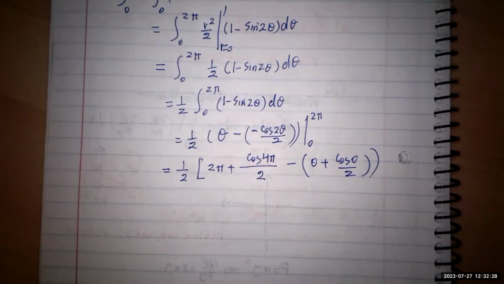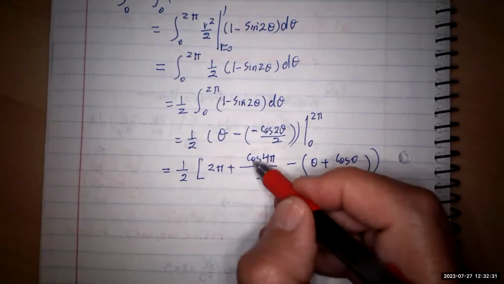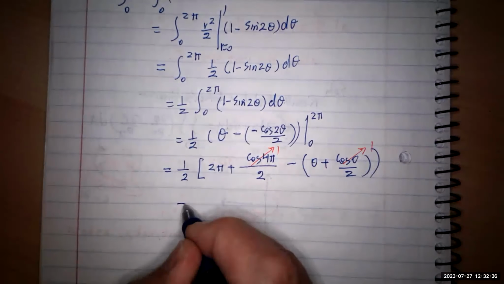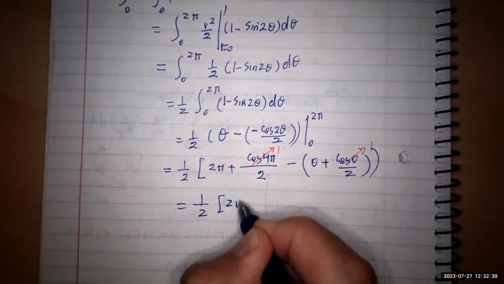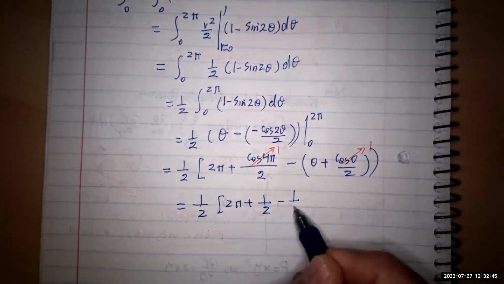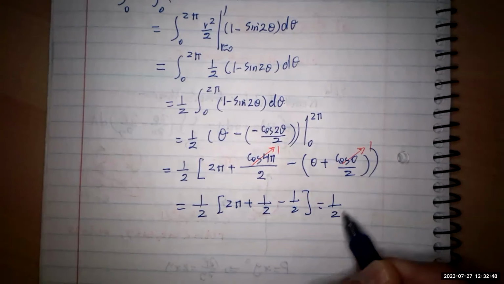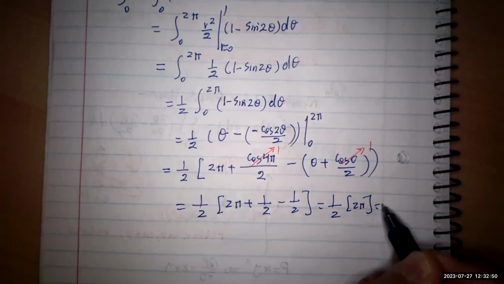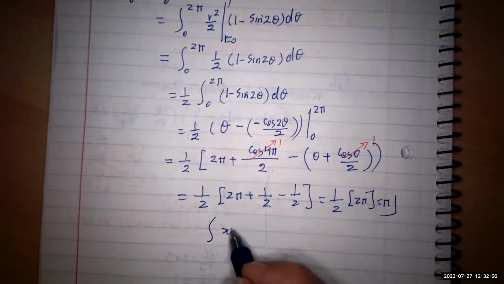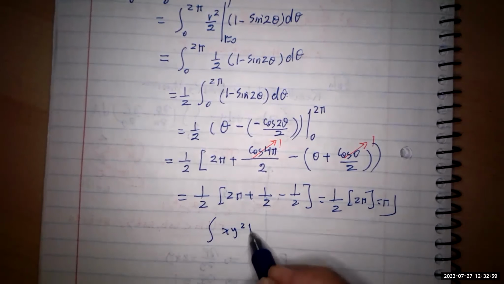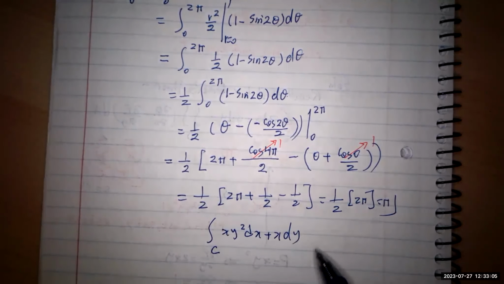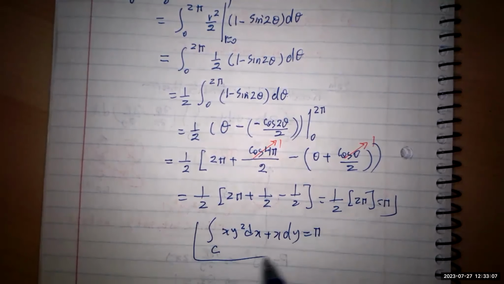Okay, cosine of 4 pi is like the cosine of 0, and both of them are equal to 1. So this would be 1, and this would be 1. So the result is going to be 1/2 times 2 pi, okay, 2 pi plus 1/2, and you get a negative 1/2. So that gives you 1/2 times 2 pi, which is pi. That's it. Nice. So the integral of x y squared dx plus x dy over C is equal to pi. And then you're done.